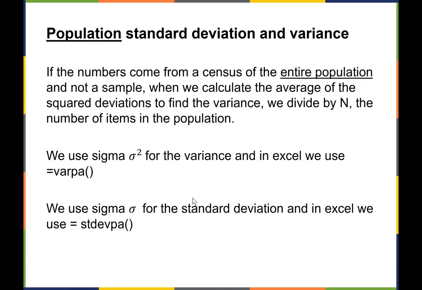For the entire population, like if we know every single data value for the entire population, we would divide by n as we did in our example. We use the symbol sigma squared for the variance, and in Excel we would use the command VARPA, where PA stands for population. For the standard deviation, we use the symbol sigma, and in Excel we use standard deviation with the PA at the end. Again, most of the time we're going to be using just the sample standard deviation and variance.